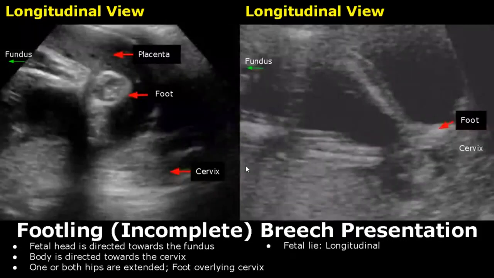In a footling or incomplete breech presentation, one foot is directed towards the cervix. One or both the hips will be extended, but mainly we will see a foot right next to the cervix.